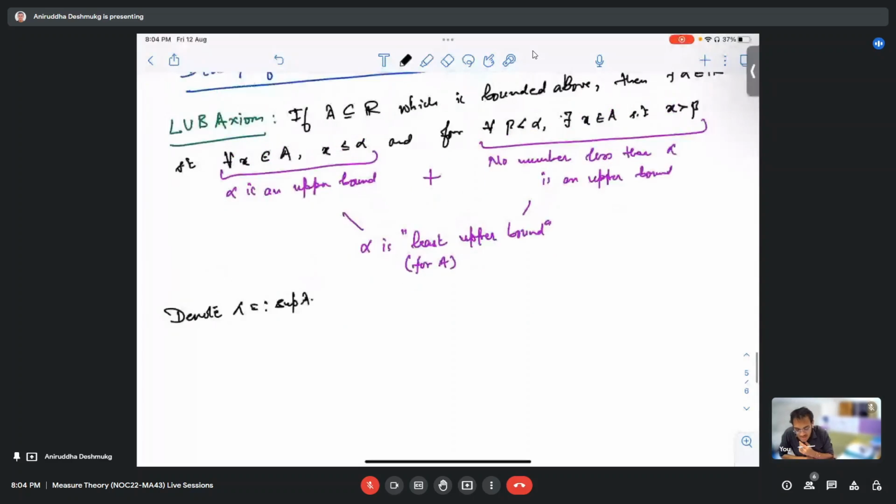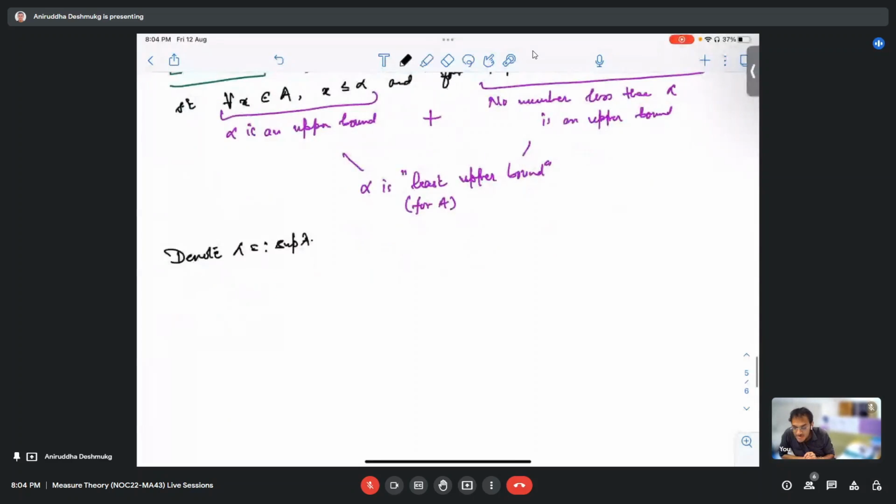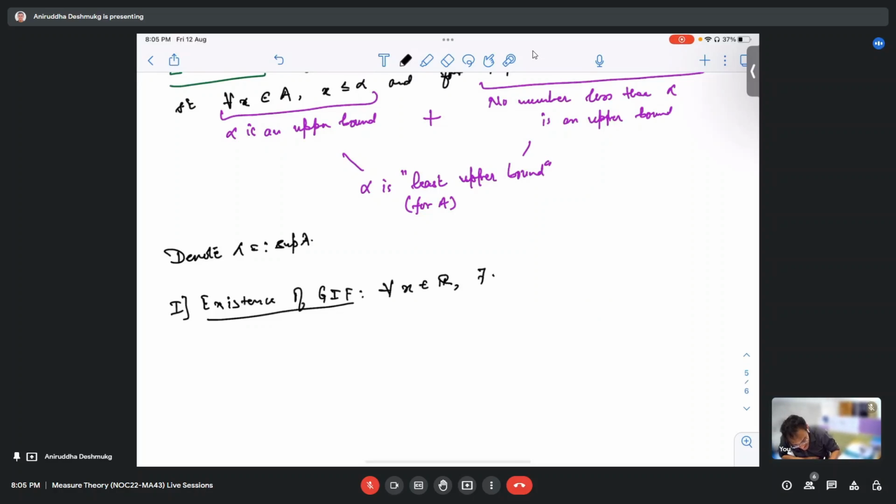Okay. So, using this LUB axiom, first we are going to prove that the greatest integer function does exist. So, step one is existence of the greatest integer function. What does it mean? You take any real number x, you can find an integer k. In fact, you can find a unique integer k such that k is less than or equal to x, but x is less than k plus 1.